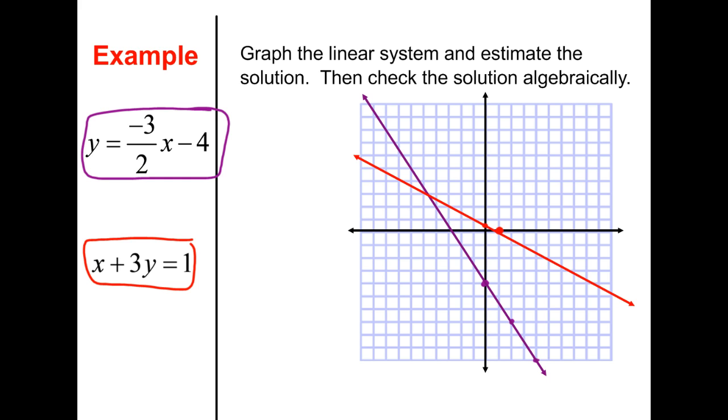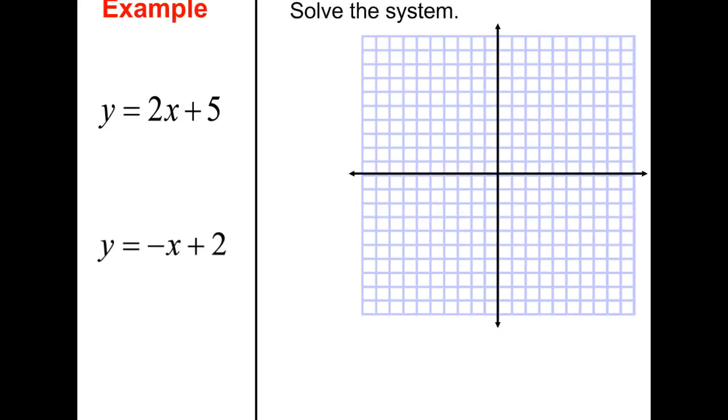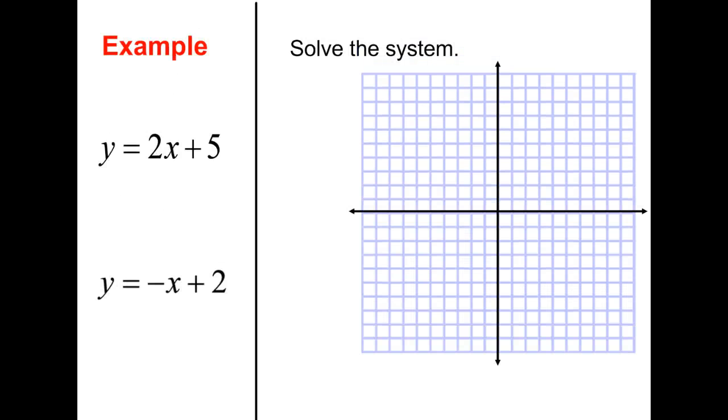You guys can see that the solution for this is about right there, which is about negative 1, 2, 3, 4, 5, negative 5, negative 3. I could plug it in to test it, but that's about where it is. All right, I'm going to leave this example for you guys to do. I want you guys to graph it and give me the solution to the system, and I'll come right back with the solution.